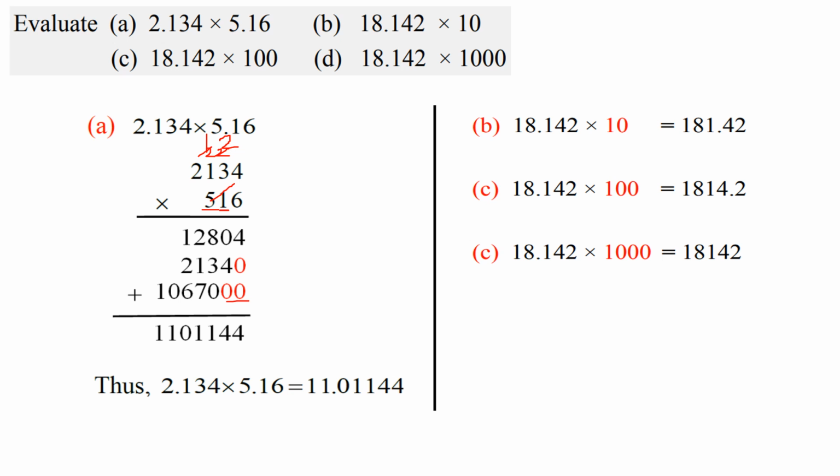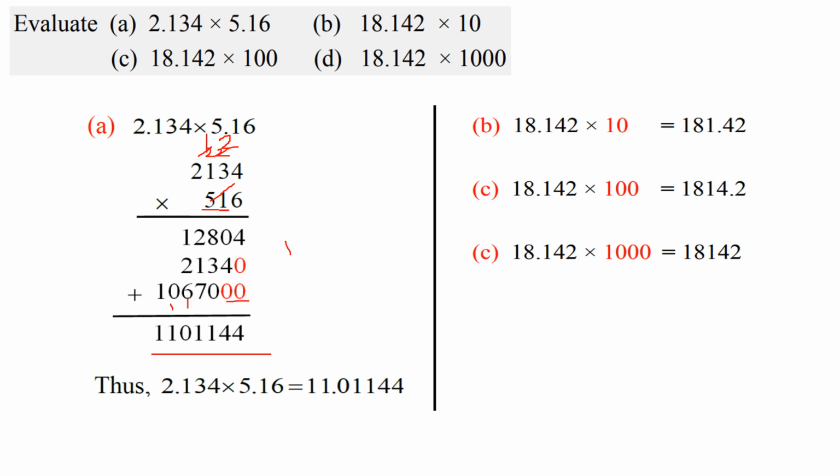5 times 2, 10. Then the total: 4, 4 and 8 plus 3, 11. 1 remaining. 3 plus 1, 4. 4 plus 7, it's 11. Again 1 remaining. So this is 3, 9, 9 plus 1, 10. Again 1 remaining. So 0 plus 1 is 1, and this one.